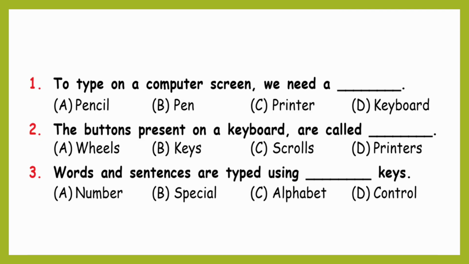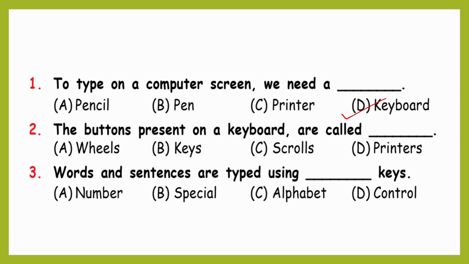First question, to type on a computer screen, we need a dash. Option A, pencil. Option B, pen. Option C, printer. Option D, keyboard. Which is the correct answer? Option D, keyboard. Pen and pencil are used to write on paper. Printer is used to take printouts. Only keyboard is used to type on computer screen.